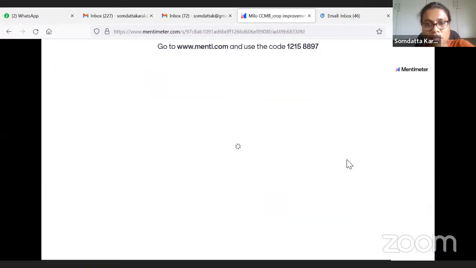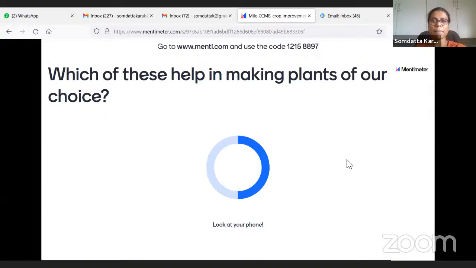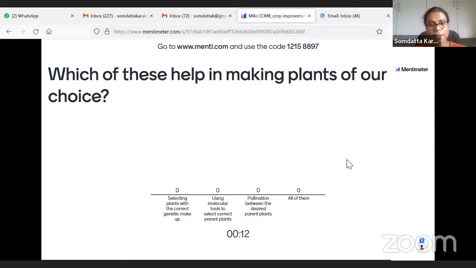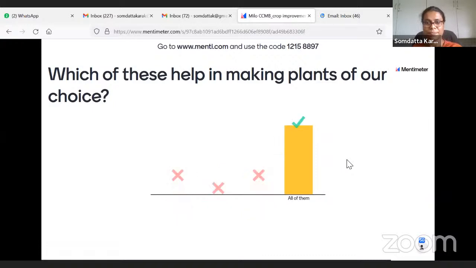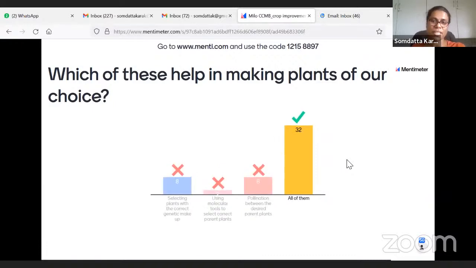Let's go to our last question of the day. Which of these help in making plants of our choice? How will you make plants of your choice? By selecting plants with the correct genetic makeup, by using molecular tools to select correct parent plants, pollination between the desired parent plants, or all of them? It is all of them. So each of these things are important and you can use them to make plants of your choice. Very good.